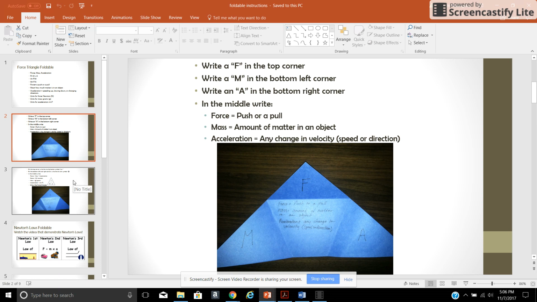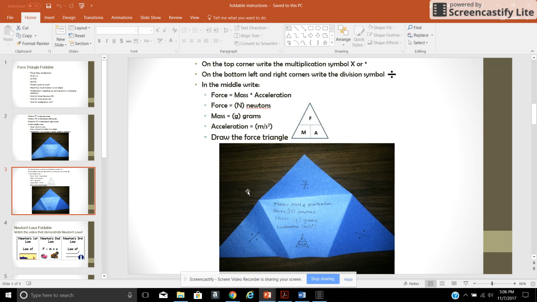But what you're going to do next is you're going to turn your foldable over to the other side. And on the other side, just like the speed triangle that you did, you will put a multiplication symbol at the top. And remember, a multiplication symbol can be an X or a dot or a little star. And then in the two lower corners, you're going to make a division sign. In the center, we're going to write the formula for force, and that should say force equals mass times acceleration.